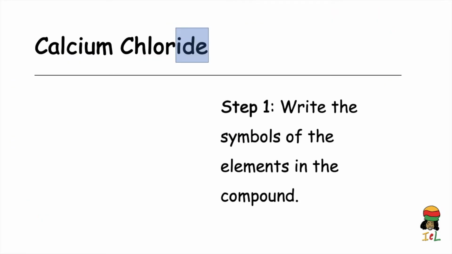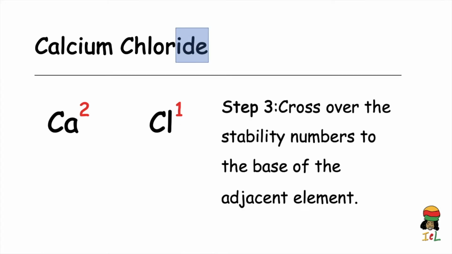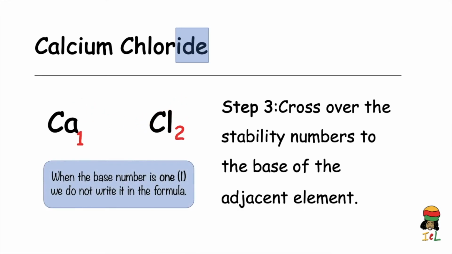Step 1. Write the symbols of the elements in the compound: Ca for calcium and Cl for chlorine. Step 2. Write the stability number to the top right of each symbol. The stability number of calcium is 2 and that of chlorine is 1. Step 3. Cross over the stability numbers to the base of the adjacent element. So 2 goes to the base of chlorine and 1 goes to the base of calcium. The crossed over stability number is now called the base number. If the base number is 1, it is erased and not written in the chemical formula.